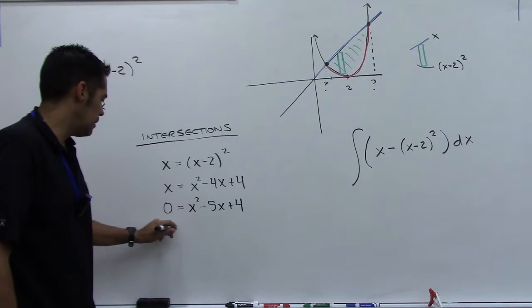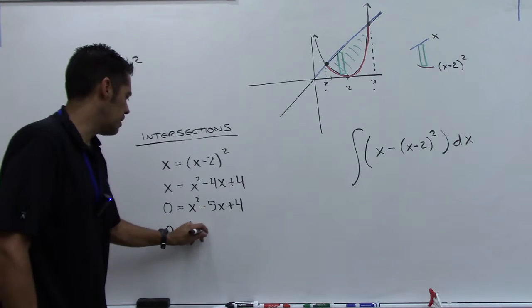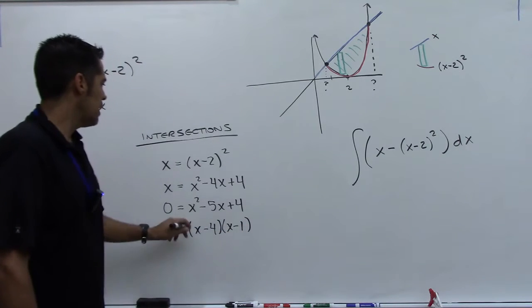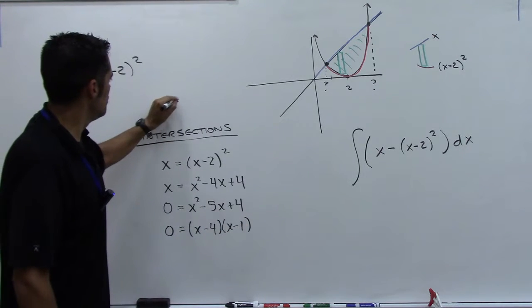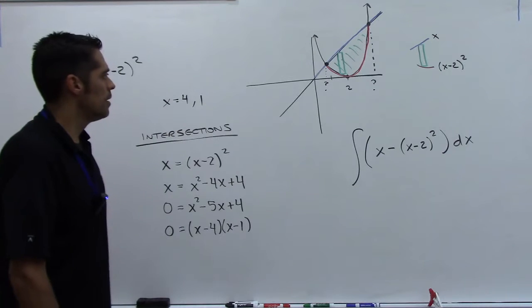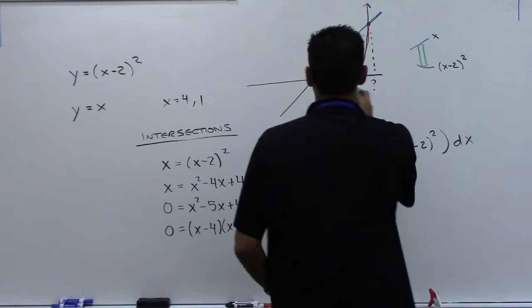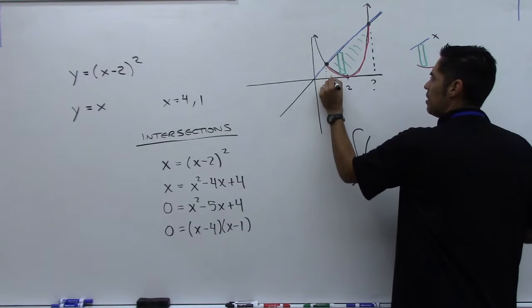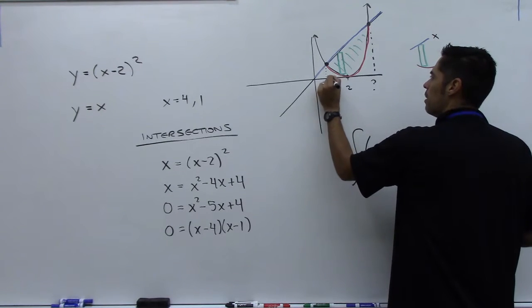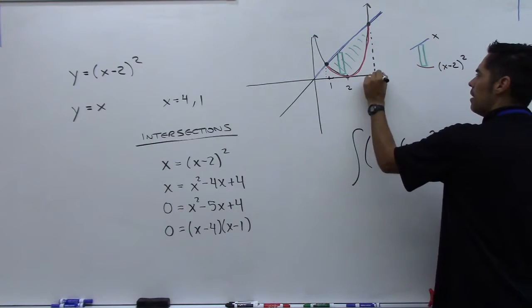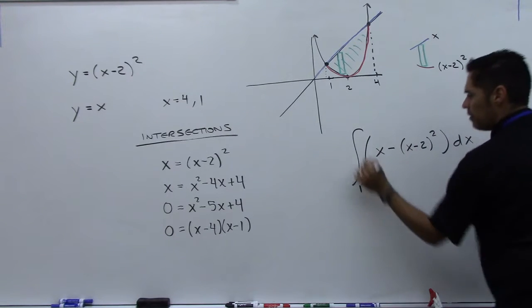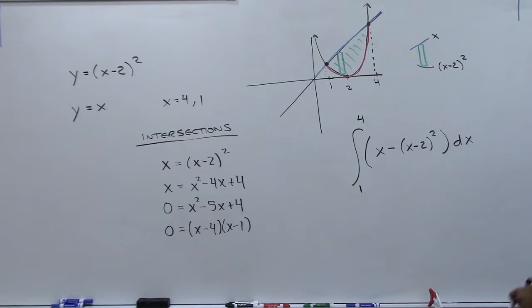And then I can also factor the right side, (x minus 4)(x minus 1). That gives me two solutions. The solutions are 4 and 1. And I think you can tell by looking, my graph is decent, that these hit each other at 1. So maybe I just move that over, 1. And then over here they hit at 4. And so that gives me my limits of integration, 1 and 4.